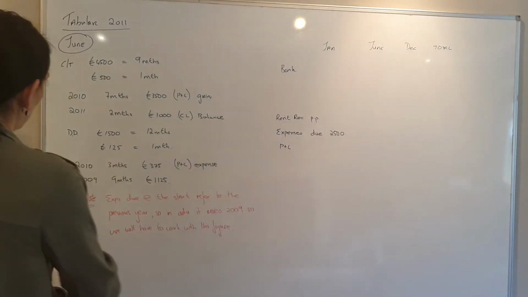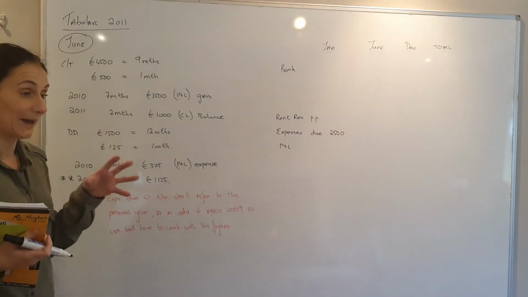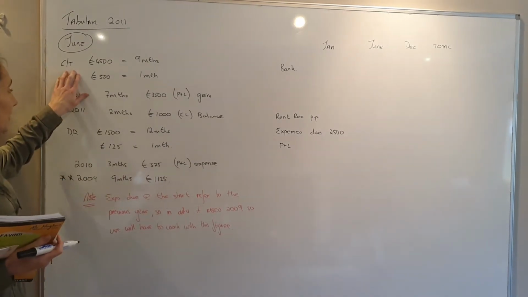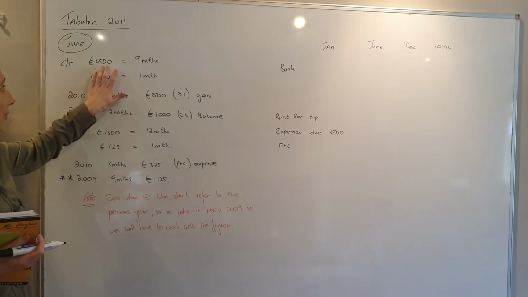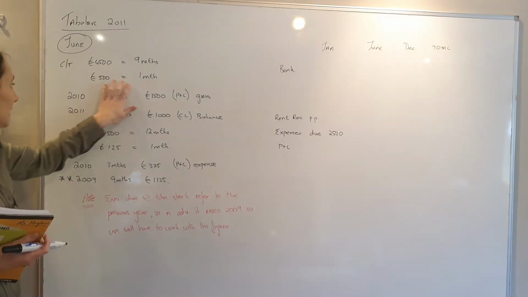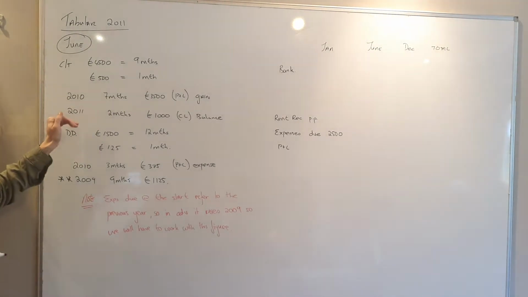Again, I told you that this one is going to be quite difficult, but I think if you follow these steps, you should be okay with it. So let's look at the credit transfer for rent received. 4,500 is 9 months. Step 1, get how much 1 month is. Then here, break it down, what years it's for.